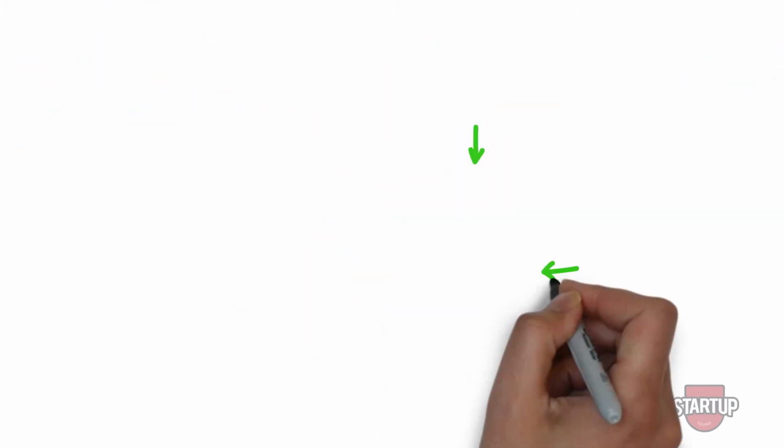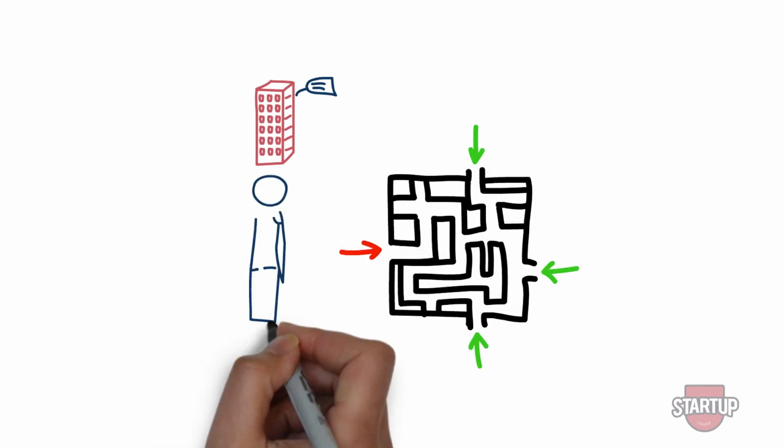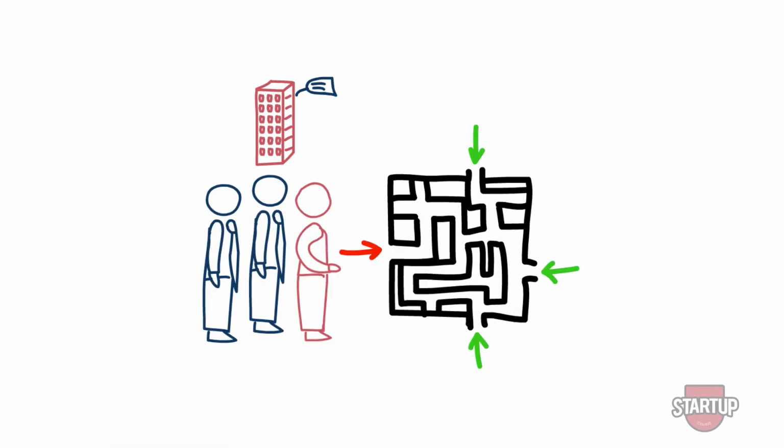Here are a few things to consider. There are 3 basic parties involved in an exit of a company: the shareholders, the founder, and the company itself. The 3 perspectives of an exit are important to understand because they're not necessarily the same.